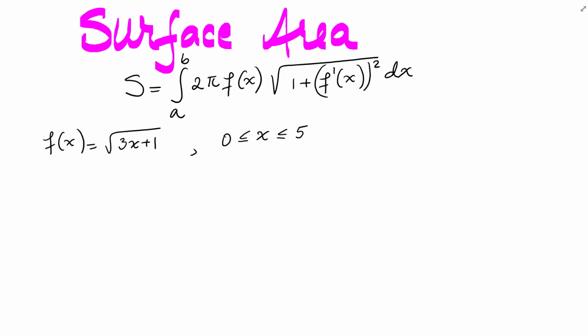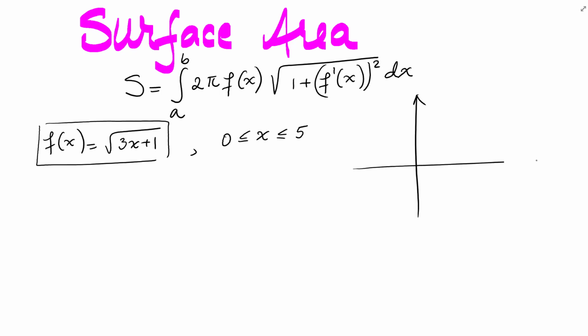In this video, we're going to solve a problem where we want to find the surface area of the solid obtained by revolving the graph of the function f of x equals square root of 3x plus 1 between 0 and 5. And we can actually make a sketch of the graph to see what the solid looks like.